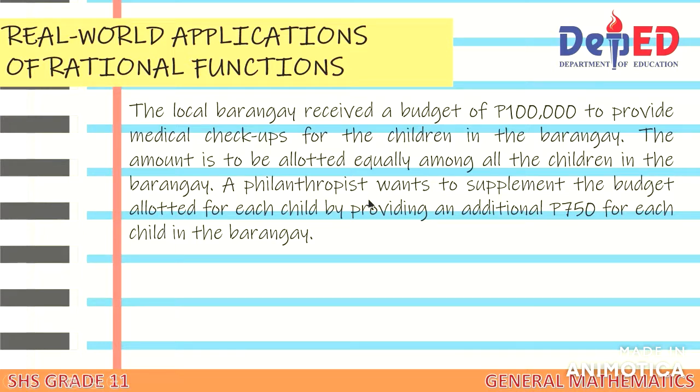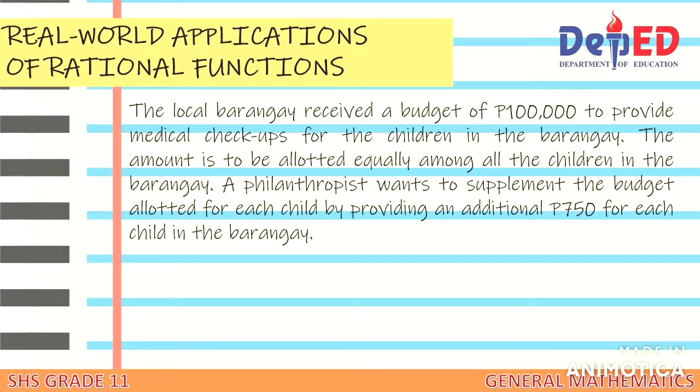A philanthropist wants to supplement the budget allotted for each child by providing an additional 750 for each child in the barangay. So, kanina, wala tong 750. Paghahatian lang nila tong 100,000 pesos. Okay? So, mag-iiba-iba yung sagot natin, di ba? Pero ngayon, bawat isang bata makaka-receive ng dagdag na 750 kahit ilan pa sila.